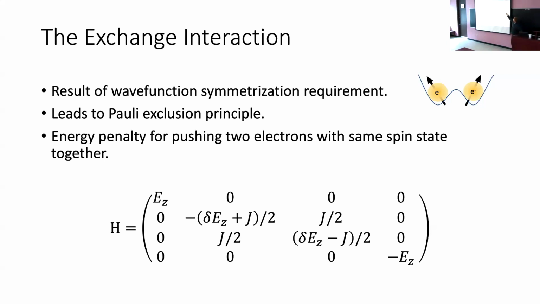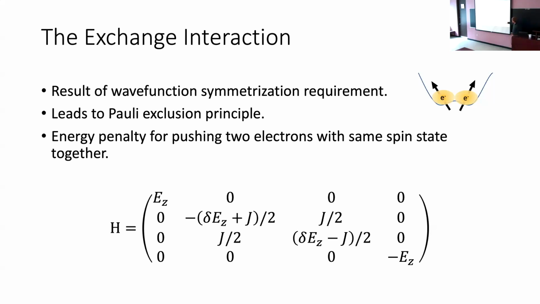So if I take my 2 electrons and I push them together such that those 2 quantum dots are pushed together onto almost 1 quantum dot, there's going to be an energy penalty for having 2 electrons in the same state versus 2 electrons in opposite spin states. Okay. I've put down a simplified Hamiltonian here.